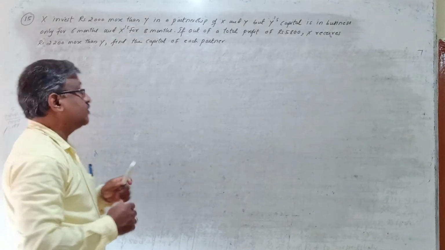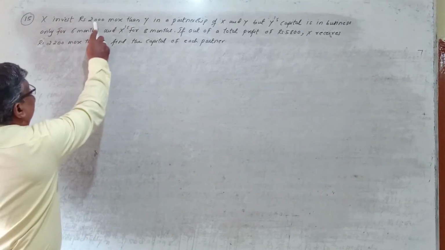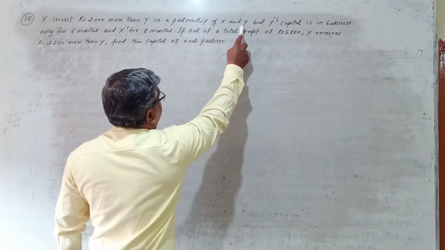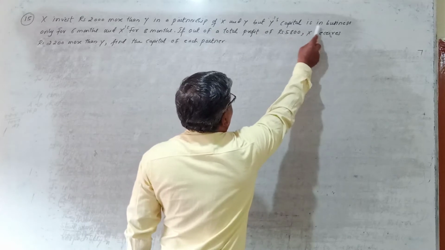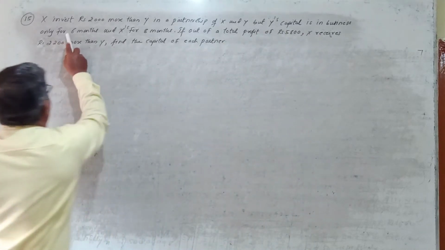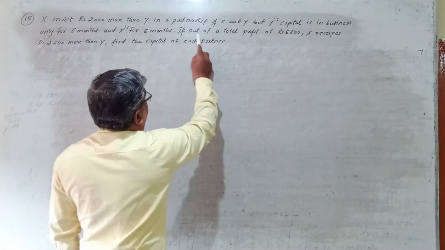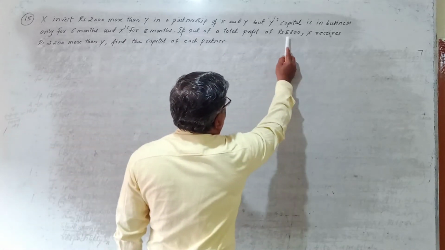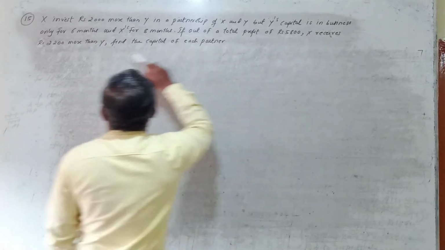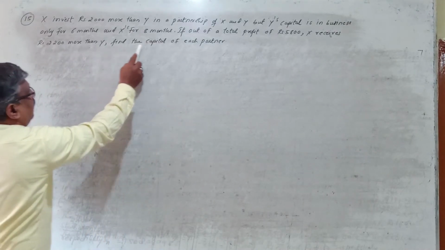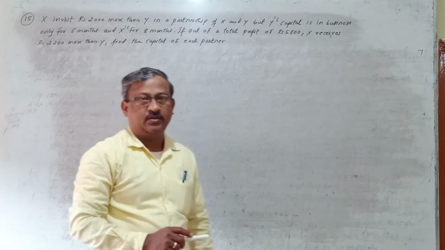The problem is: X invests rupees 2000 more than Y in a partnership of X and Y, but Y's capital is in business only for 6 months and X's for 8 months. If out of a total profit of rupees 5800, X receives rupees 2200 more than Y, the question is: find the capital of each partner. Clear?